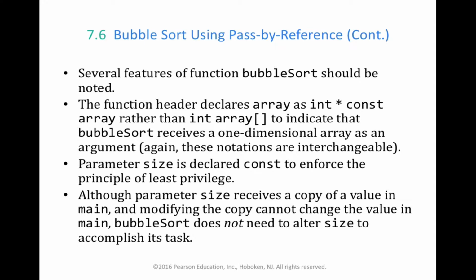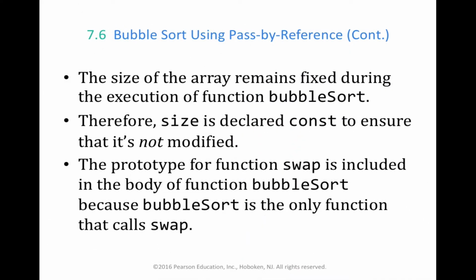The parameter size is declared as a constant to enforce that idea of least privilege. We don't need to be making any changes to size, and nobody should be making changes to size in our function. Although the parameter size receives a copy of the value in main, modifying the copy cannot change the value in main. Bubble sort does not need, and that's the key, does not need to alter size to accomplish its task. So therefore, we should not let it. The size of the array is going to remain fixed during the execution, so there's no reason to change it.